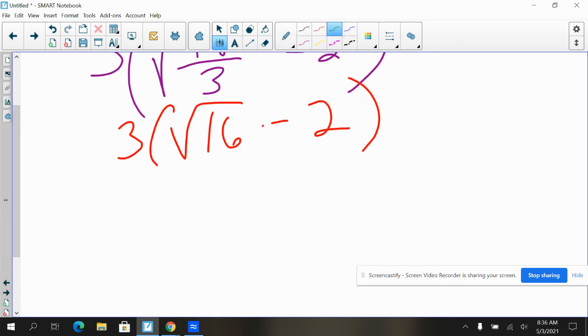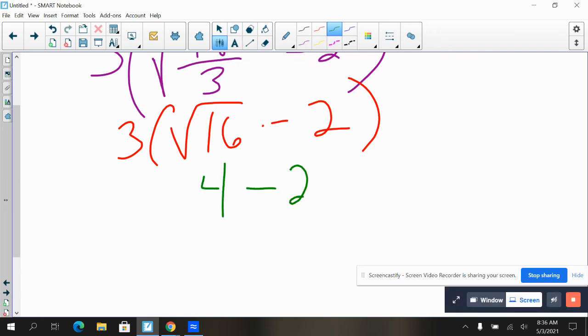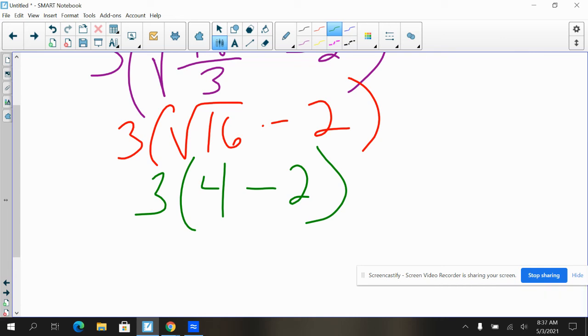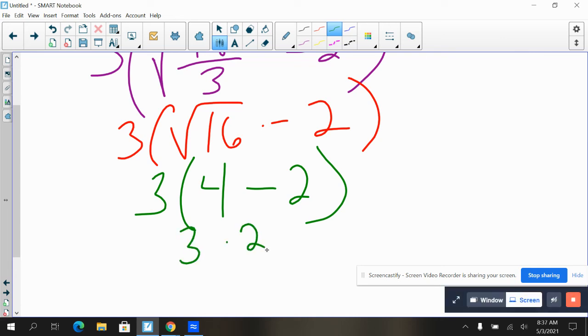The radical sign is like the innermost parentheses. We still have to get rid of that radical sign before we do anything else. What's the square root of 16? 4, right? So now it goes away, and you're literally left with something that looks like that. 3 times 2 is going to give us 6.